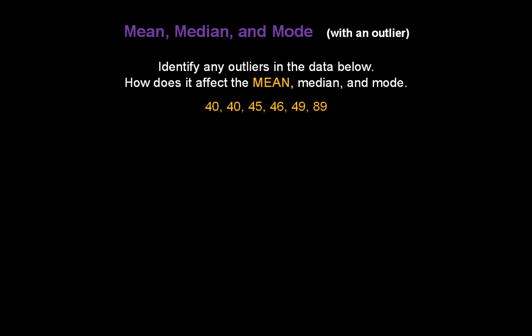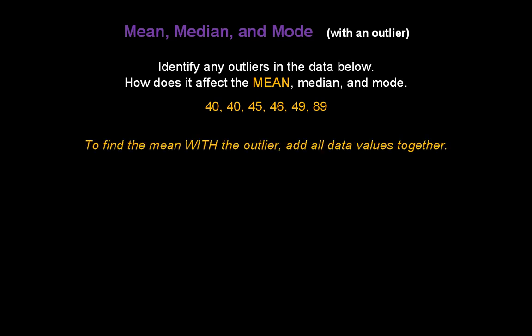Now that we have our outlier, let's see how it affects the mean. First of all, let's go ahead and find the mean with the outlier. That means we're going to add all the data values together. The 40, the 40, the 45, the 46, the 49, and the 89. That's going to give us 309.